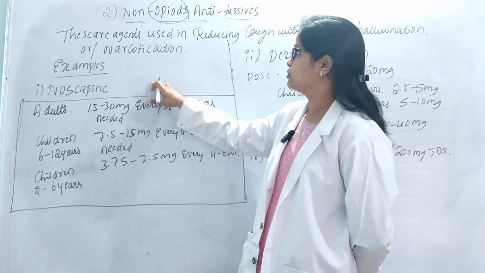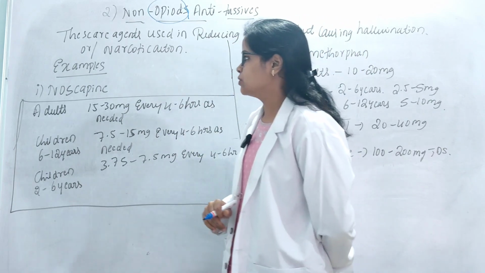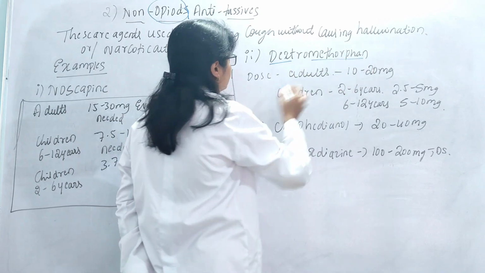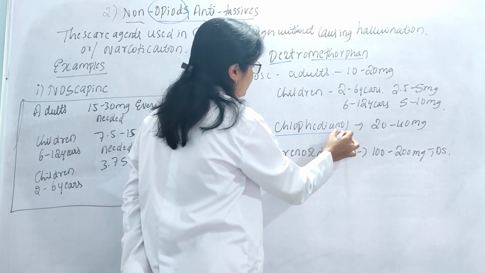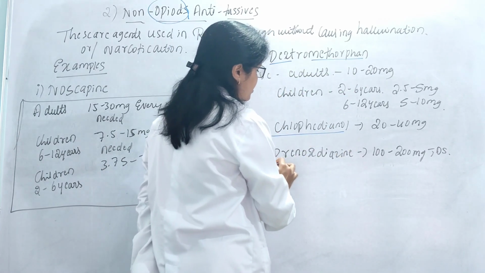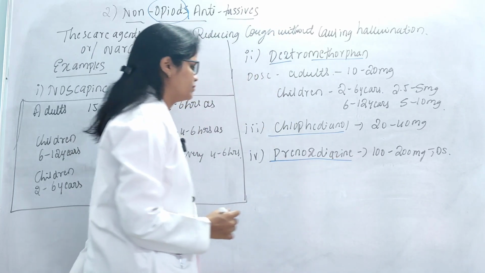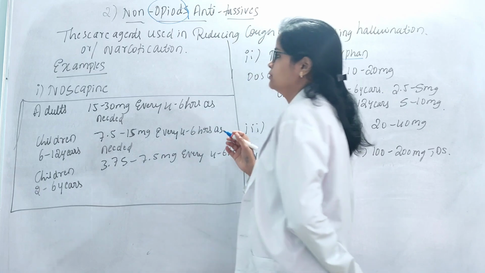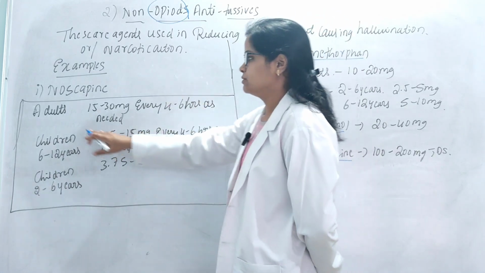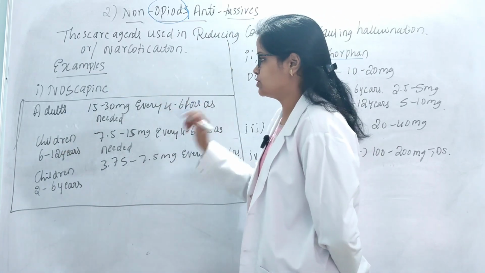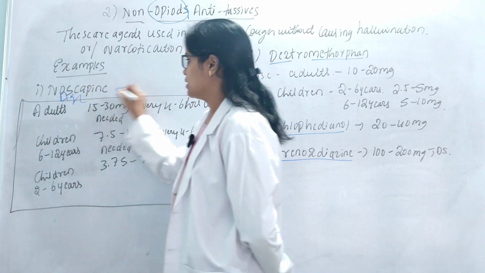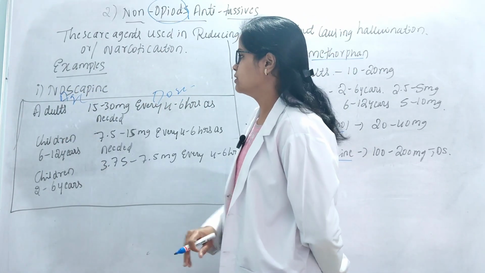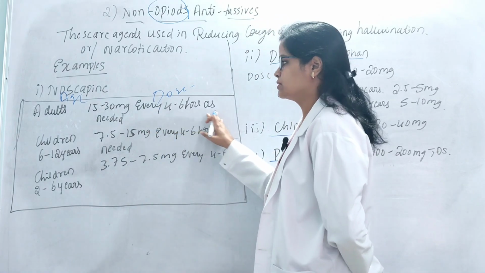Here the examples for the non-opioid antitussives are noscapine, dextromethorphan, chlorpheniramine, and phenoxydizine. First we'll see about the noscapine, the age group and dosage. For adults, this drug is administered at 15 to 30 mg every 4 to 6 hours as needed.